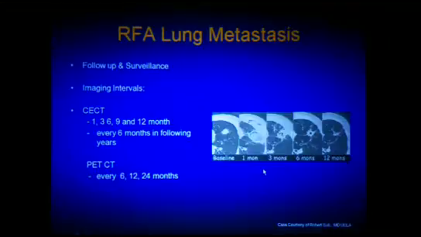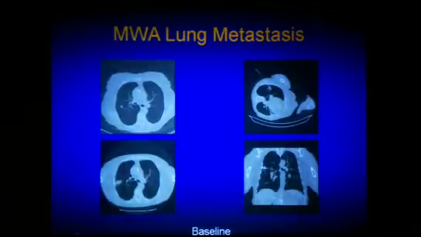We get a PET CT to follow up every 6, 12, and 24 months. Here's another case where the patient has had a bilateral wedge resection in 1995. She did not want chemo or radiation treatment, but she did want treatment. We had a focal lesion here in the right. We actually did ablate that with microwave ablation in this particular case with a good success with having a scar in this region. That was the baseline study.